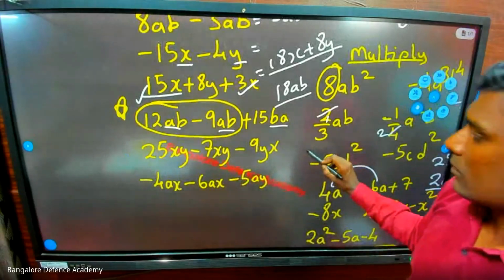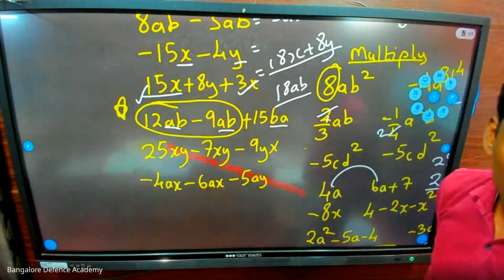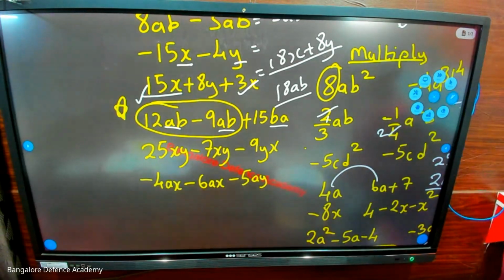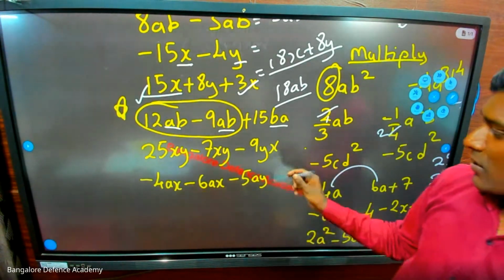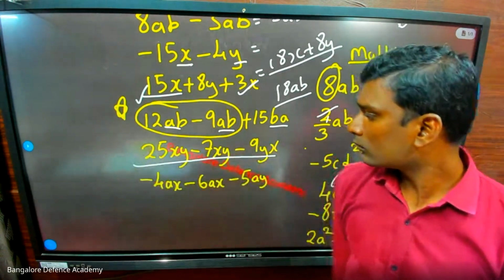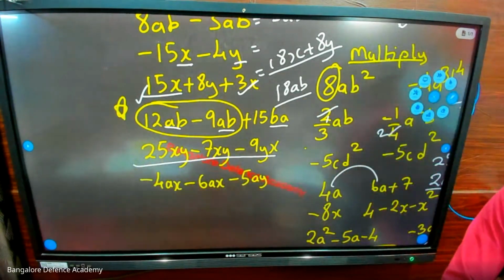What about the next one? Yes, sir. What is the answer for this? 41. How come you get 41?